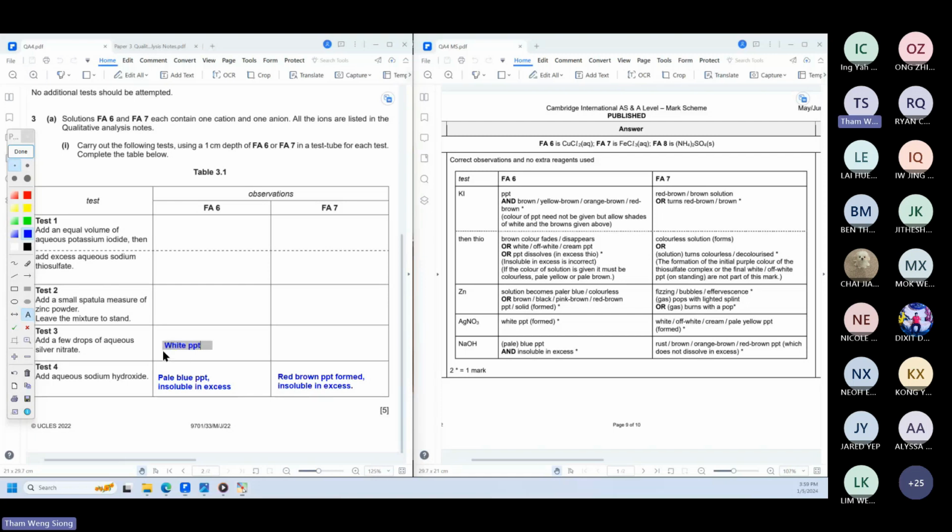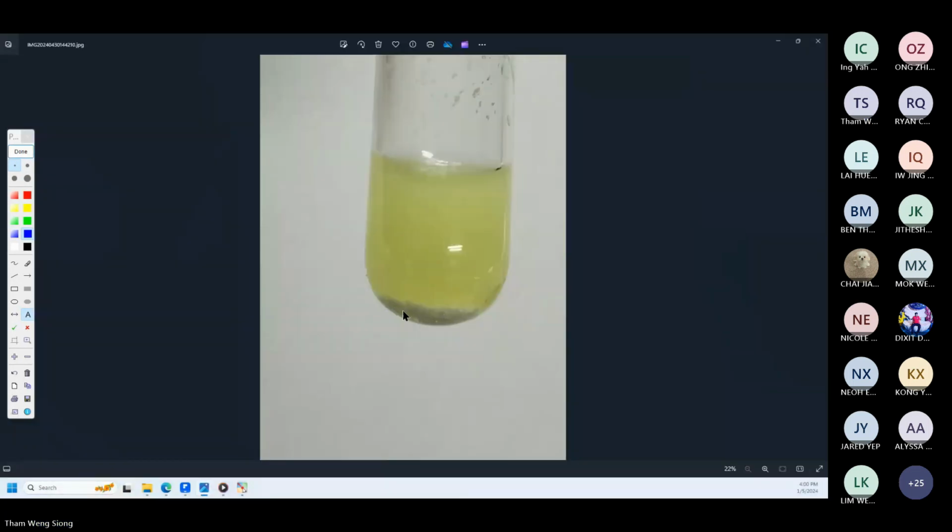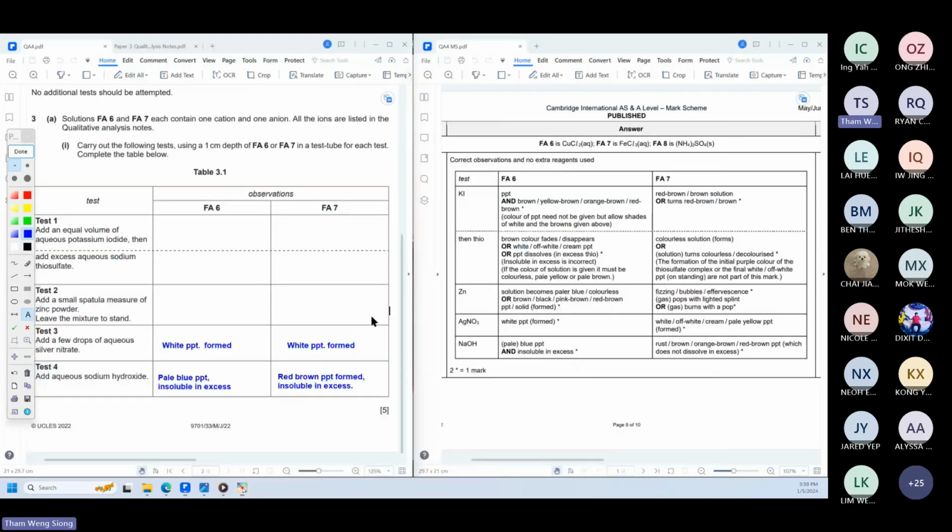White precipitate forms. This one is actually also white precipitate forms. Now, the reason why they allow cream, pale yellow, or off-white is because they are scared that people cannot see. So sometimes they are a bit nicer and allow more variants. Basically, this is talking about silver bromide and iodide. Sometimes they're not that kind. They allow white. So I'd rather you get the correct answer. It is white, because if you look at my picture, you see it is not cream in color. It is white in color. Okay, next.